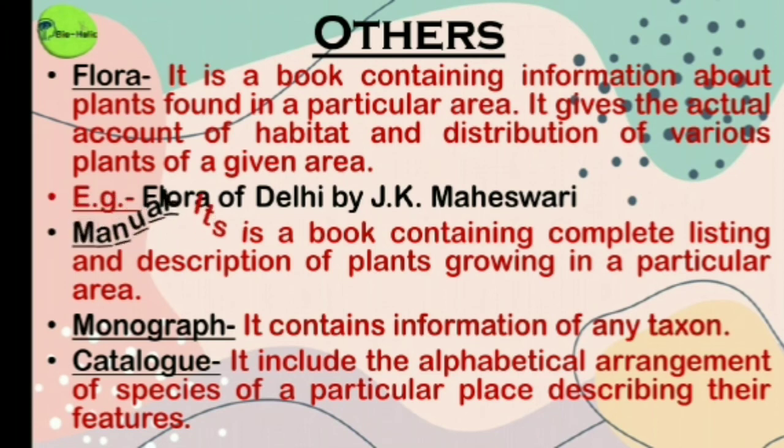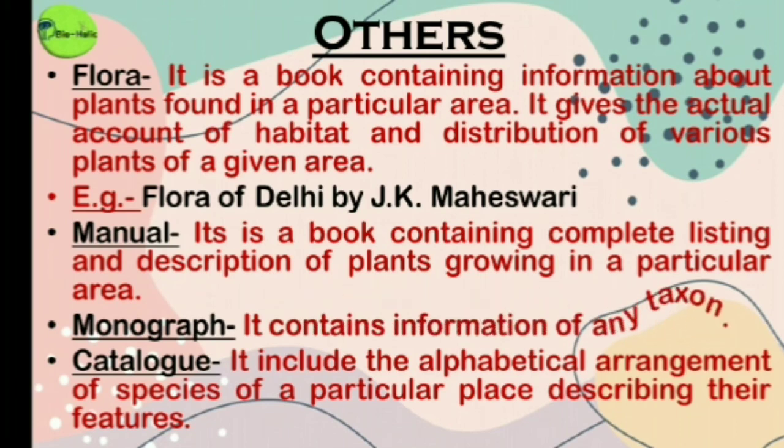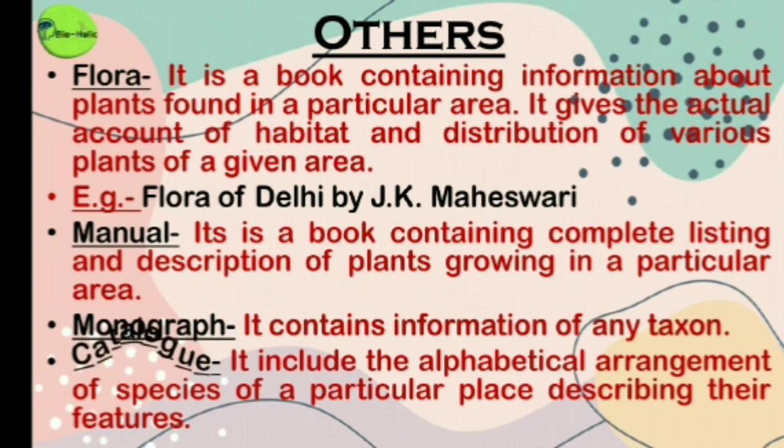The manual is a book containing complete listing and description of plants growing in a particular area. Now the monograph, which contains information of any taxon. And finally the catalogue. The catalogue includes the alphabetical arrangement of species of a particular place describing their features. Okay?